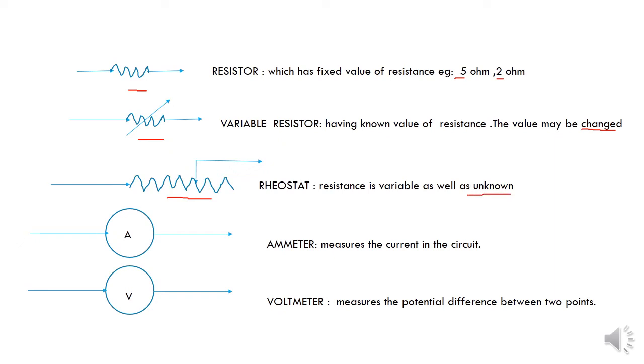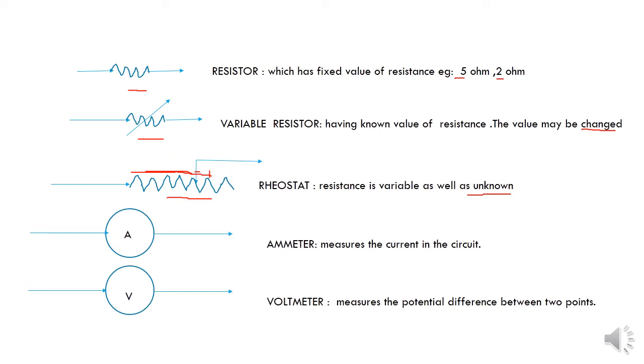It is unknown. Only the length where the pointer shows matters. Suppose the pointer is here, so this much length of the wire is in the circuit. If the pointer is here, then this much length of the wire will be in the circuit. So it changes the overall resistance of the circuit by changing the length of the wire. So rheostat is a type of variable resistor in which we are not knowing the value of resistance.